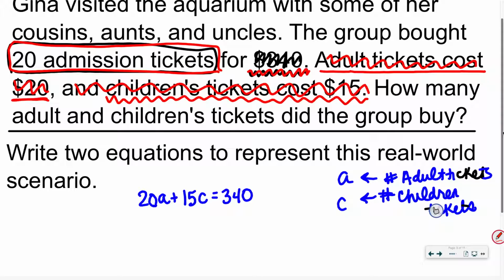Let's think about this. How many combinations of tickets do we think could add up to $340? There's still more. Yeah, you're right, there's still other information we didn't pull in. They bought 20 admission tickets. They only bought 20 tickets. How can I represent that in an equation?